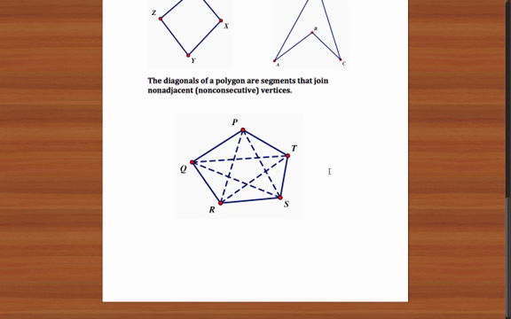Okay, the last term I want to get across is diagonals. Diagonals are segments that connect non-consecutive vertices. Consecutive vertices would be like P and Q. They're right next to each other. Or Q and R. Or R and S. A diagonal will connect non-consecutive vertices. So the segment from P to Q is a side, but the segment from P to R or P to S is a diagonal. The dotted lines in the figure, yes, they make a star, but they're also diagonals.